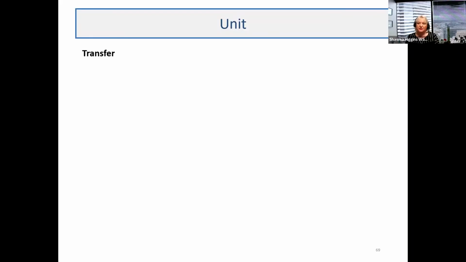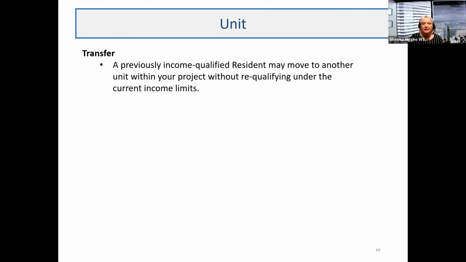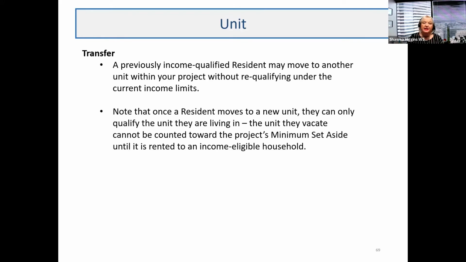Okay, so transfers. A previously income qualified resident may move to another unit within your project without requalifying under the current income limits. And again, within your project. So if you have multiple buildings, it's within your project, okay? Note that once a resident moves to a new unit, they can only qualify the unit that they're living in. So the unit they vacated cannot be counted towards the project's minimum set aside until it's rented to an income eligible household. As soon as that person moves from that unit, they're taking their status with them.